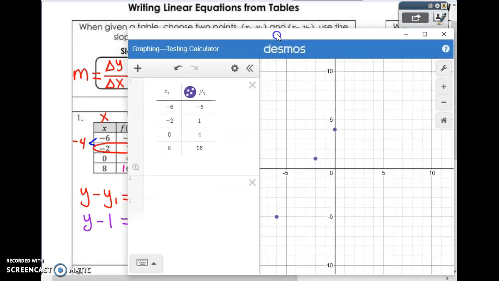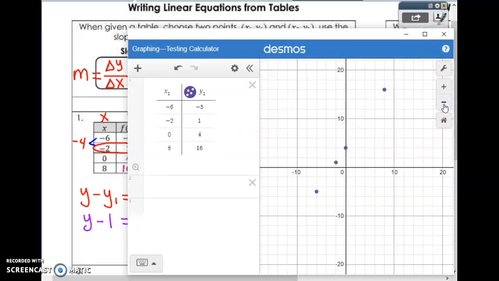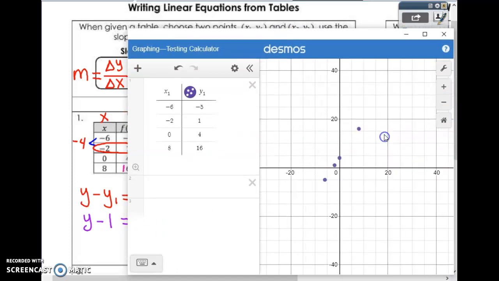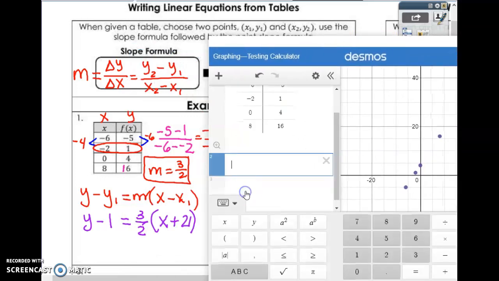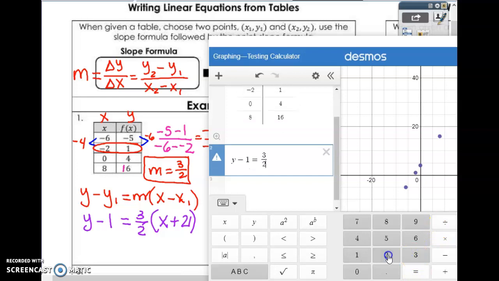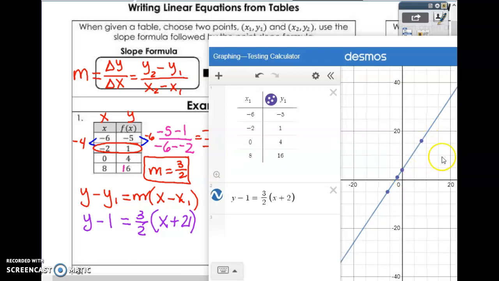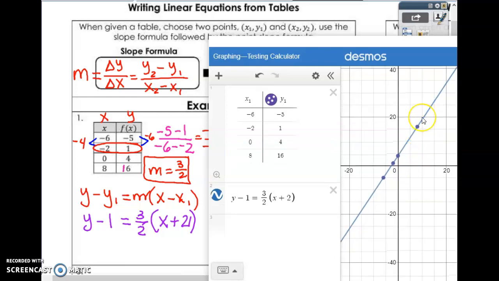You can also zoom out so that you can see all the points. And then I'm going to type my answer right here. So that's y minus 1 equals 3 divided by 2, parentheses x plus 2. And it has to go through all the points. Tiene que pasar por todos los puntos. If it does go through all the points, then that's your answer.